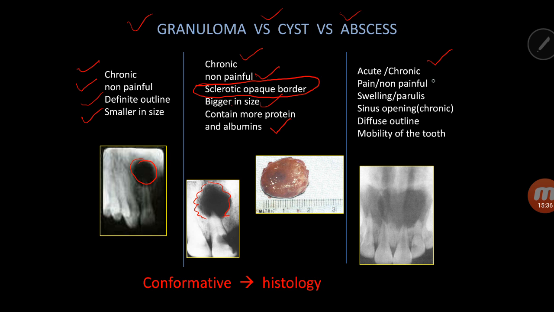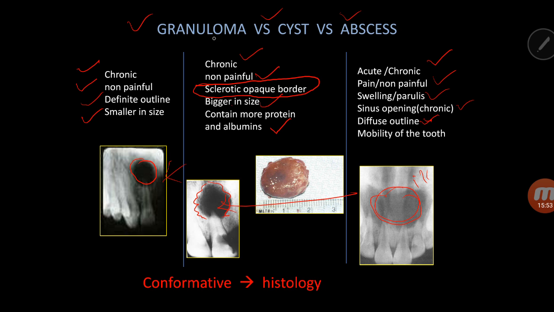And an abscess can be acute or chronic, painful or non-painful. You can sometimes see sinus openings, and a diffuse outline will be seen. So ill-defined radiolucency will be seen. It's not well defined when you compare it with that of the cyst or granuloma.